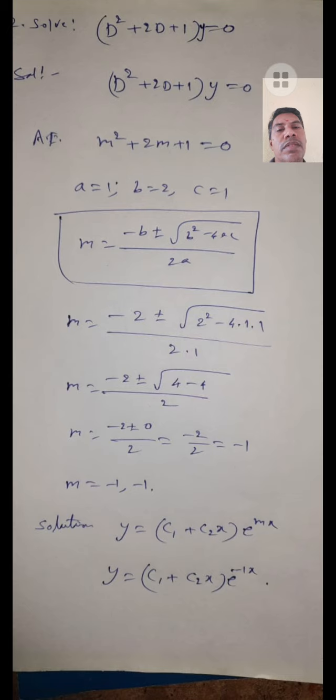Sometimes roots come different, sometimes the same. So here the roots came the same, so the formula is changed a little bit. Finally the solution is y equals (c1 plus c2 x) into e power mx. In place of m we have to put minus 1.